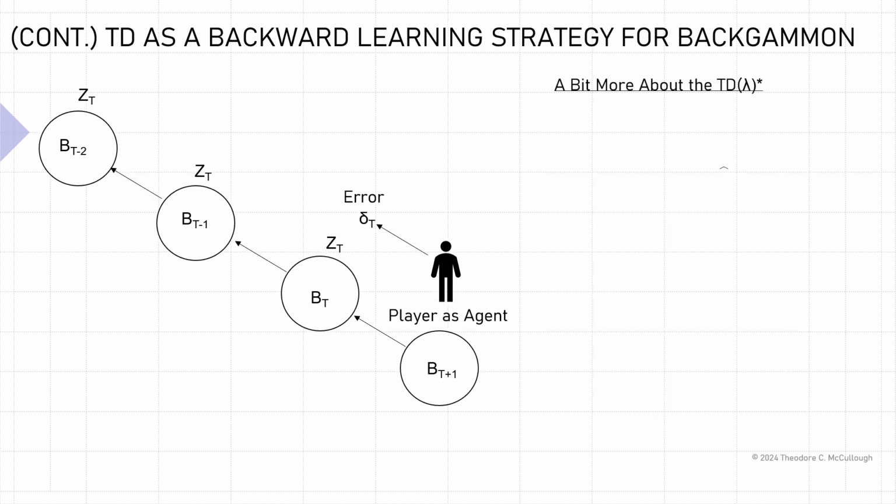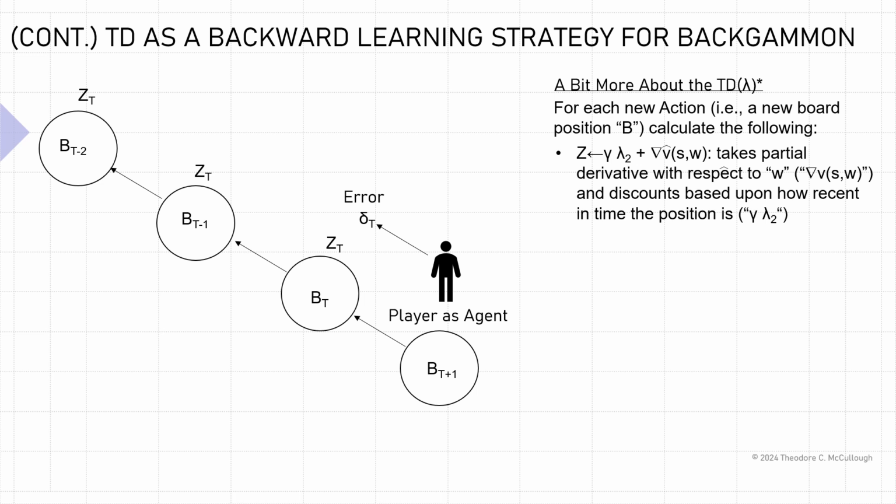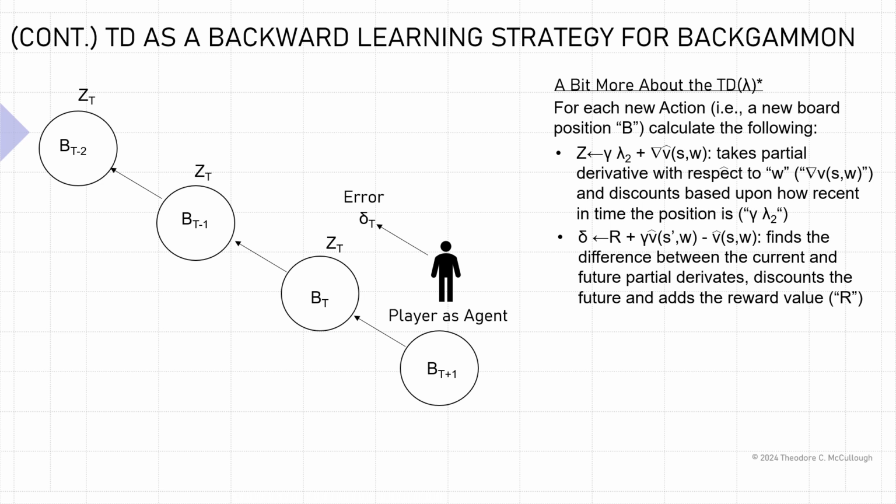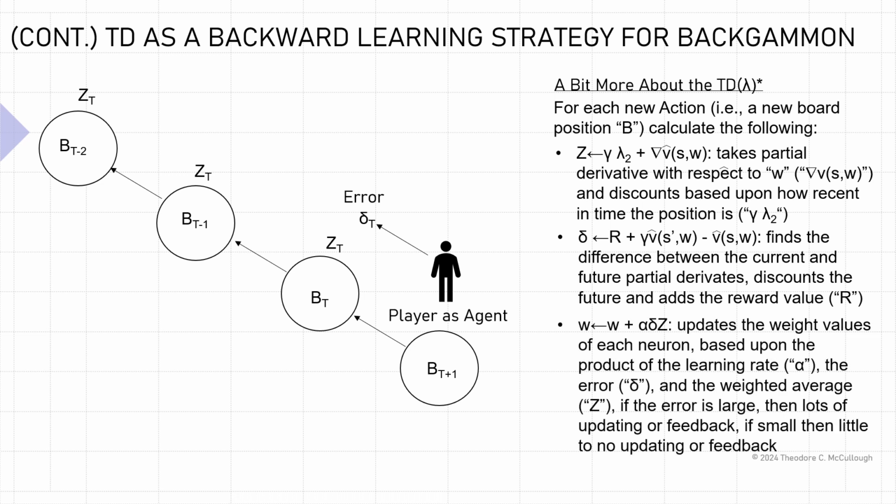Let me talk a bit more about TD-Lambda. For each action, that is a new board position B, you calculate the following. A Z value that takes a partial derivative with respect to W, or a weight value, and discounts based upon how recent in time the position is. Then you calculate a delta value that finds the difference between the current and future partial derivatives, discounts the future, and adds the reward value R.